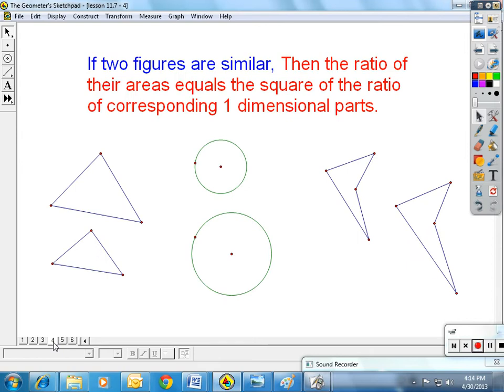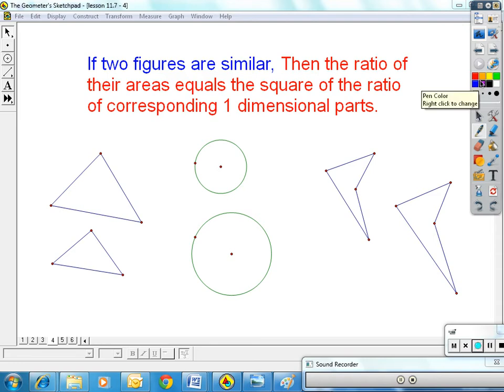Two figures are similar, so that's the given. If two figures are similar, then the ratio of their areas equals the square of the ratio of corresponding one-dimensional parts. Oh my, what does that mean?